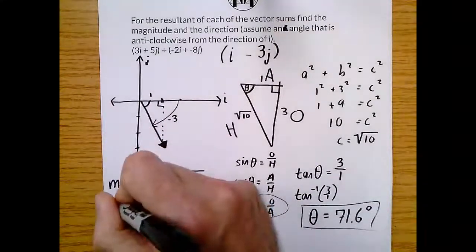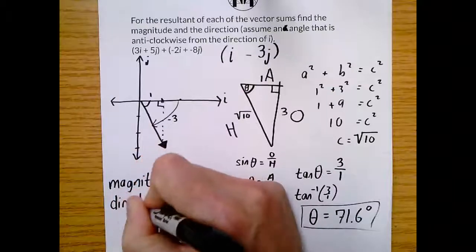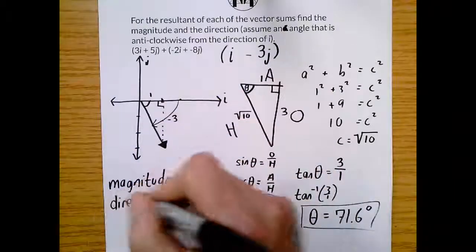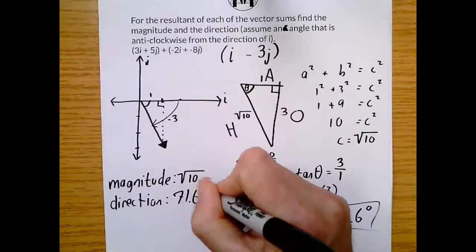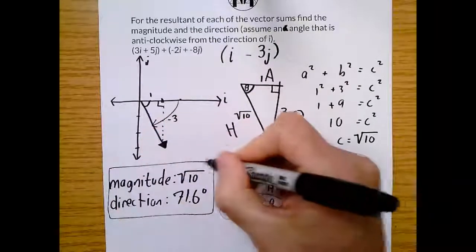So our direction, because they told us our starting point was here, is 71.6 degrees. And there you go. You got yourself an answer.